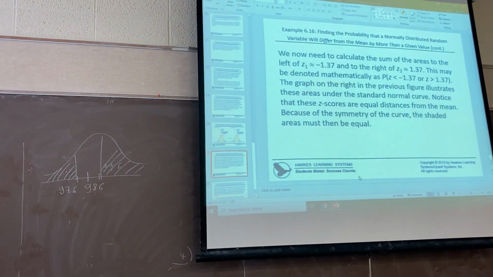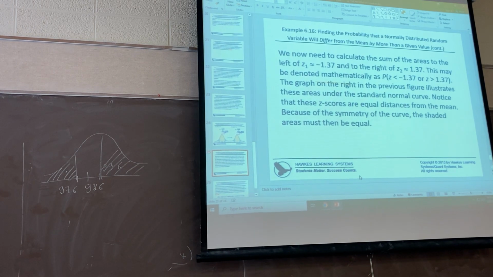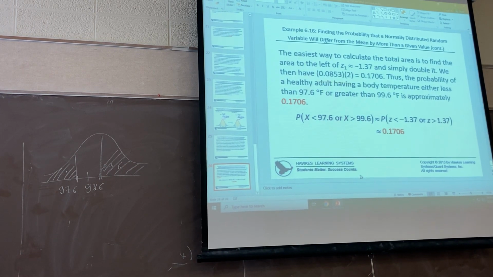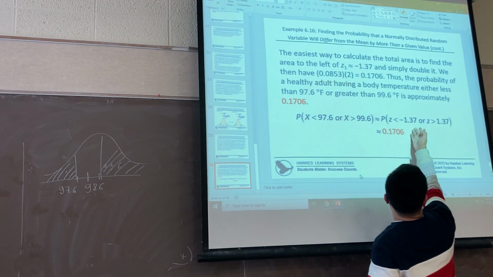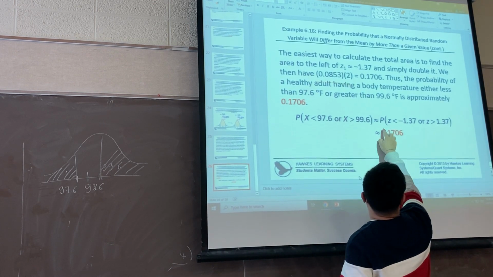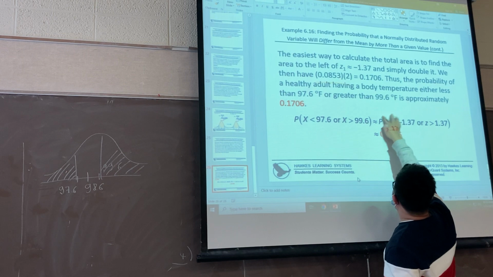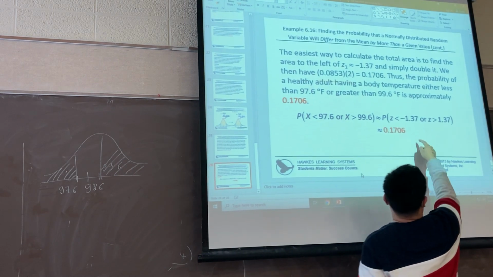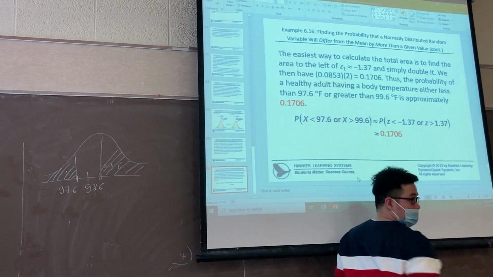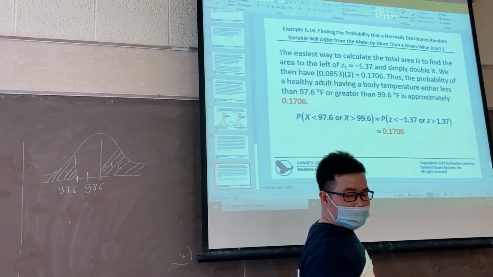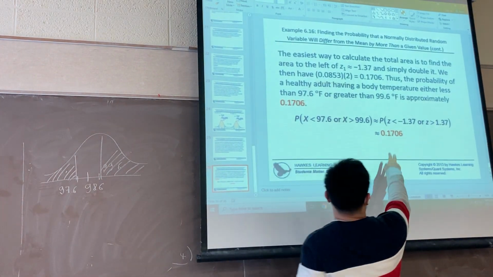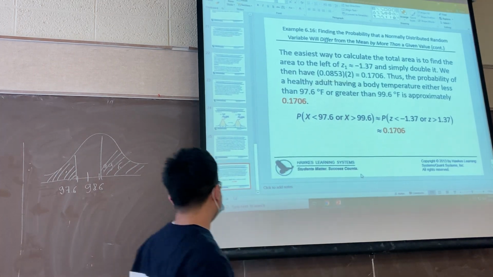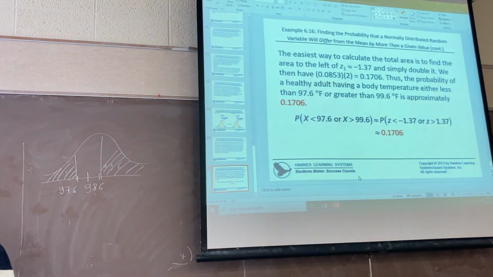Here it is similar to what I told you before. The probability of z less than this number or greater than this number is equal to the probability of z less than this number plus the probability of z greater than this number. After that, you will use the table here to find the answer. That's the final example for you.